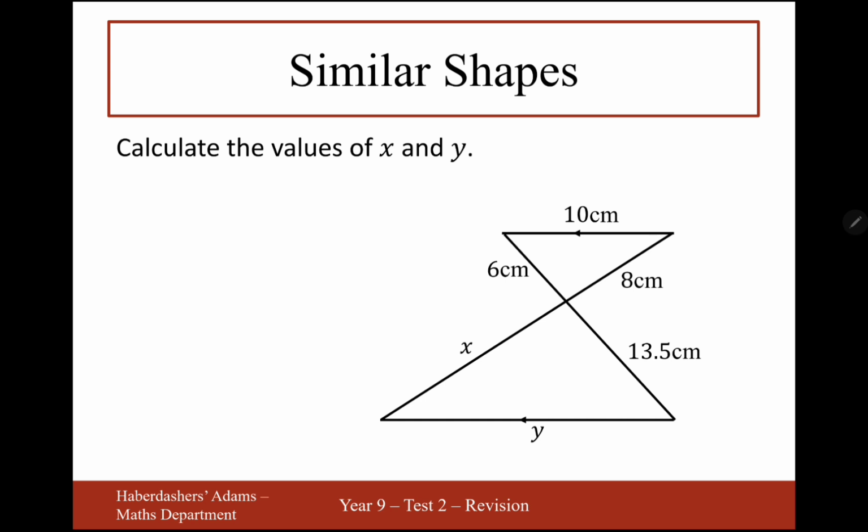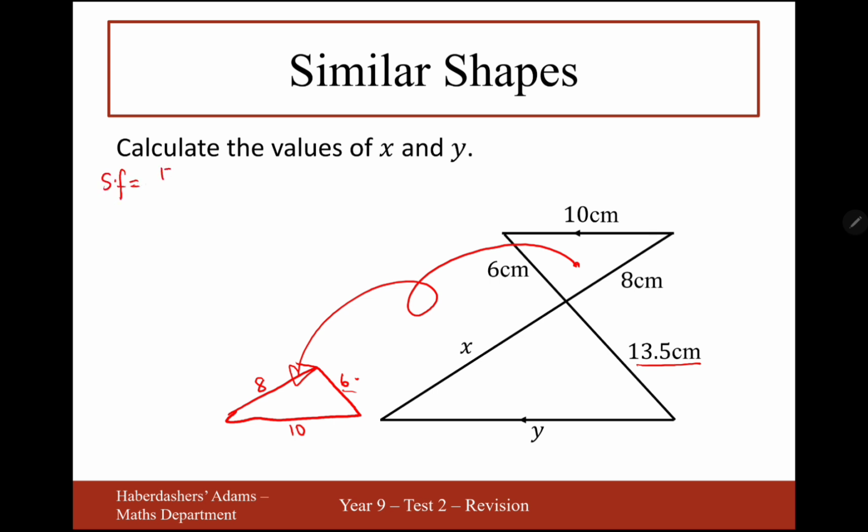Okay, so let's take this triangle here and do a flippity flip with it. So now it's over here and it's now looking a bit like this. So the 6 centimeters here, 8 centimeters here, and 10 centimeters is here. So I can tell now that the 6 and the 13.5 match up. So our scale factor is going to be 13.5 divided by 6. And getting my calculator, 13.5 divided by 6 is 9 over 4, or 2.25 as the scale factor.